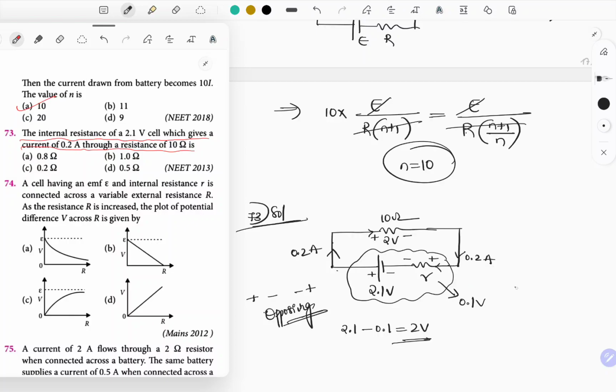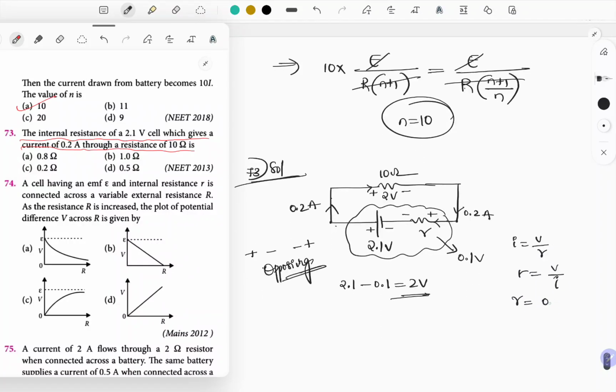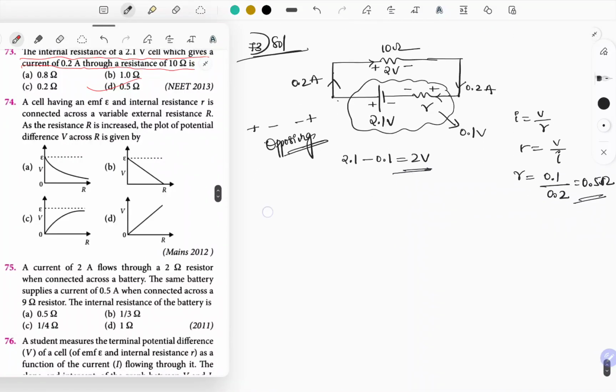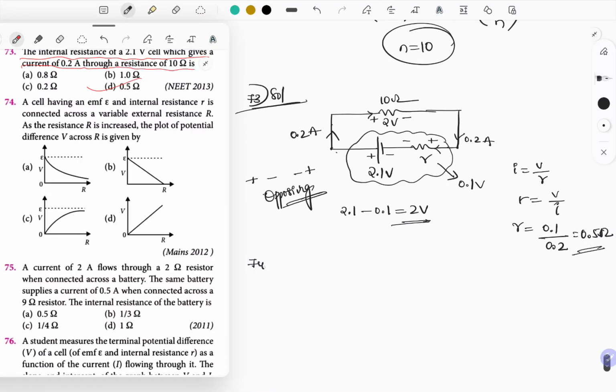That's the correct way. Then I is equal to V by R. Use that formula. Then r is equal to V by I. Then r is equal to, V value is 0.1, I value is 0.2, which is equal to 0.5 ohms. Option D is the correct answer. Understood? Next, question number 74.